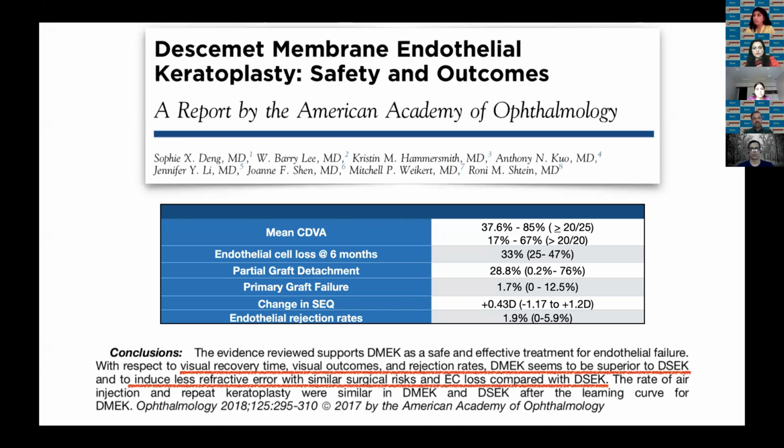This paper published in 2018 by the American Academy of Ophthalmology looked at the DMEK outcomes compared to DSEK, and they said that in visual recovery, visual outcome, and rejection rate, DMEK is superior to DSEK and induces less refractive error.